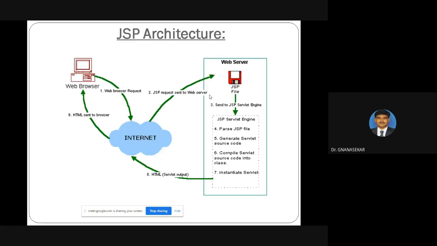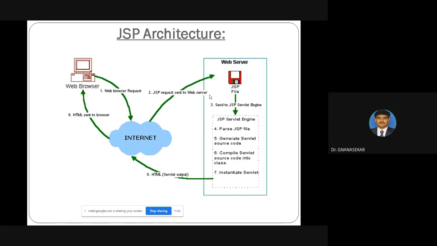Next, the architecture of JSP. Here the client makes the first step: the client makes a request. The web browser creates the request, and the request is sent to the server. The JSP request is sent to the server. That is the second step. The JSP request is sent to the JSP servlet engine.